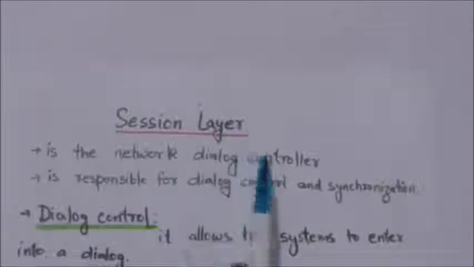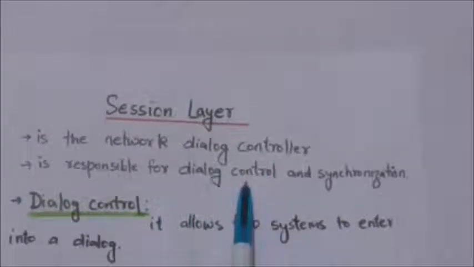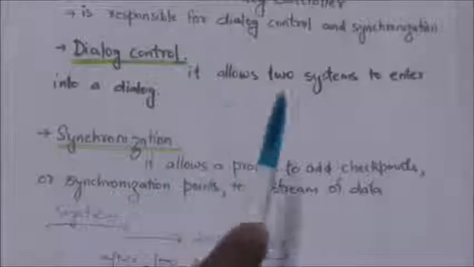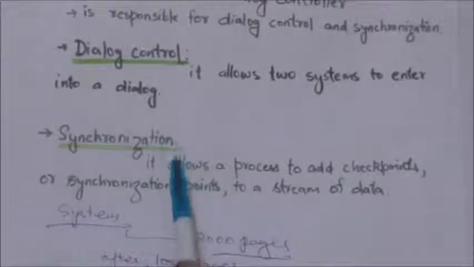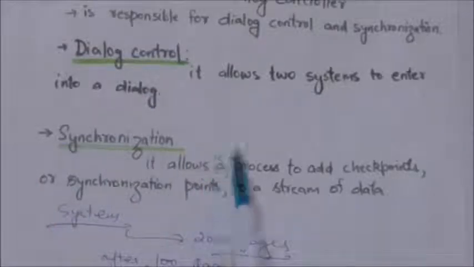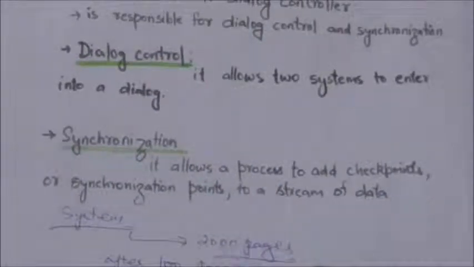So the session layer is responsible for dialog control and synchronization. In synchronization, it allows a process to add checkpoints or synchronization points to a stream of data.